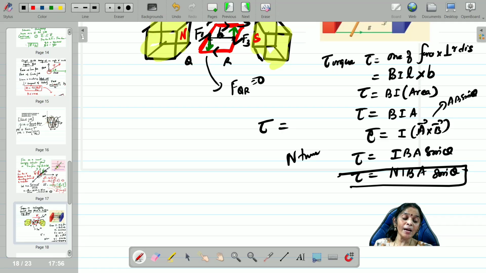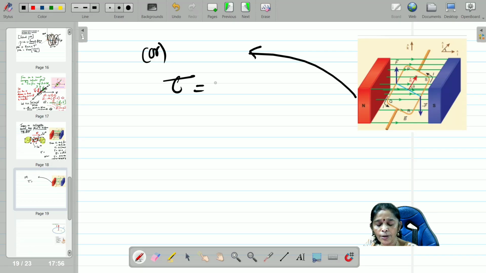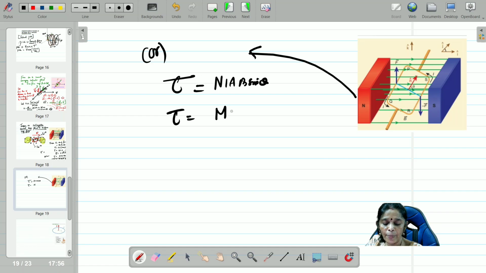Now, why am I not writing NIAB sine theta here? Because I placed it like that, the plane of the coil is parallel to the magnetic field. But if you place it at an angle theta, as in this case where I have tilted it, I can write torque tau is equal to NIAB sine theta. You can see it's slightly tilted. Or I can write it as torque tau is equal to MB sine theta.